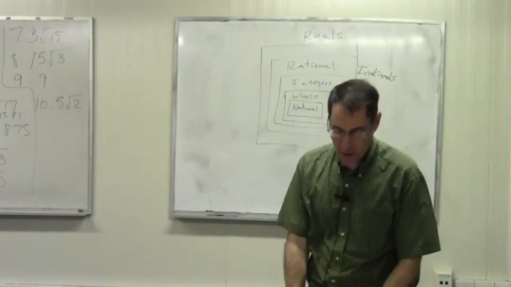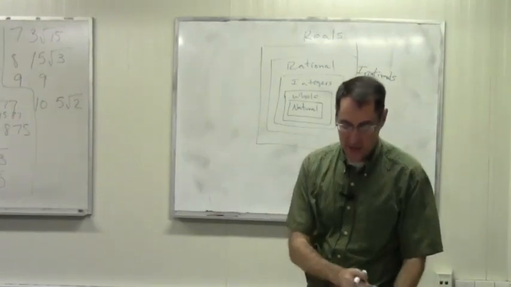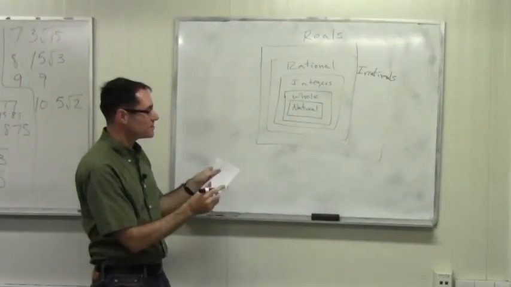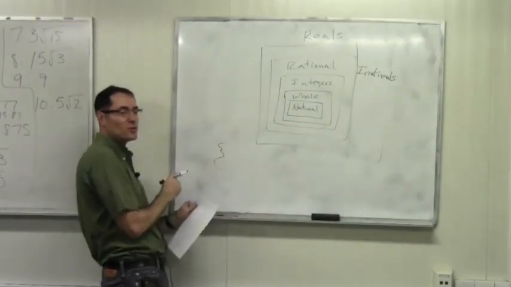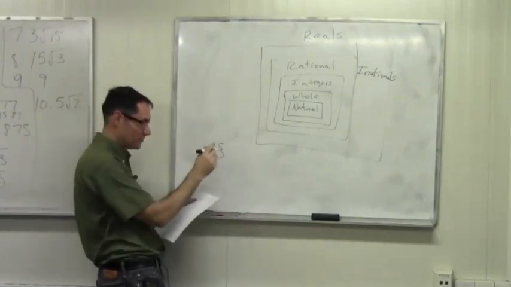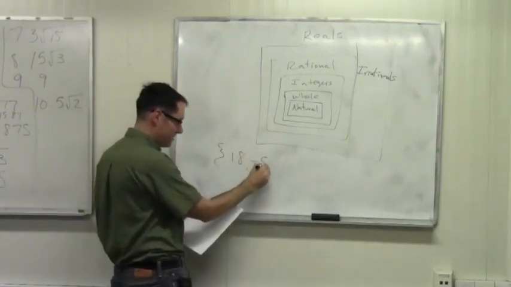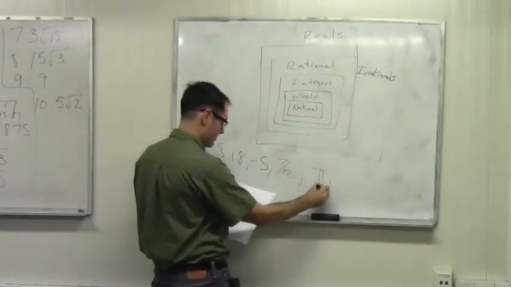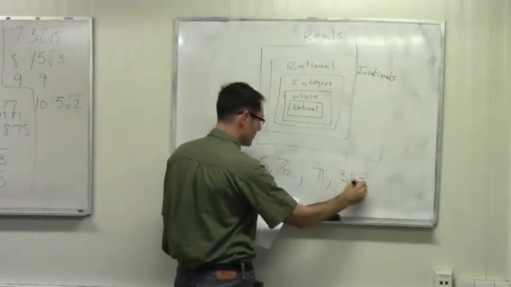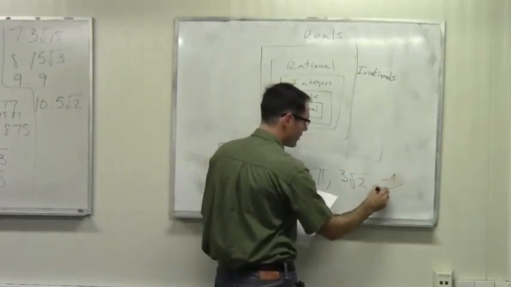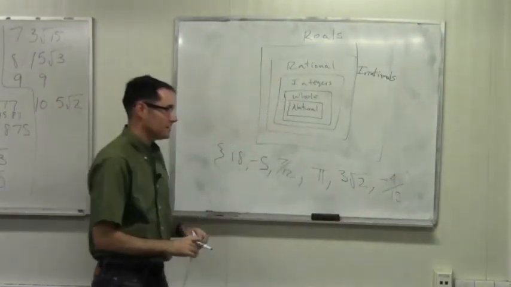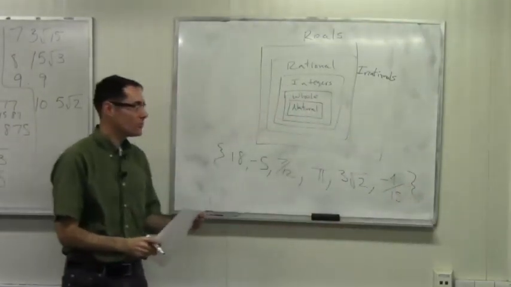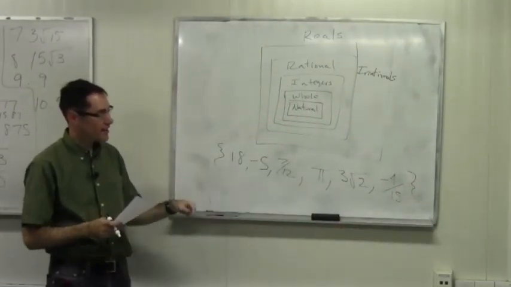Okay? What I might ask you to do, in fact, in the homework it says you have to put these into various categories. So let's look at the following numbers. I'll do this in what we call set notation. Don't worry, it just means a little curly bracket. 18, -5, 7/12, pi, 3 times the square root of 2, -4/15. OK, oops. Should be a curly bracket. Let's go through these and figure out which ones are in each category.